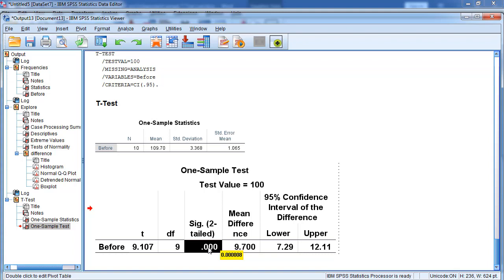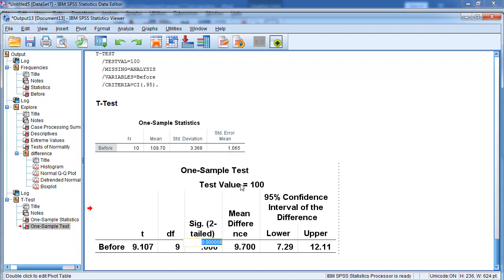What is our guide? Our guide is: if the p-value is less than 5%, as you can see here, less than 0.001, then we can reject the null hypothesis and accept the alternative hypothesis. So our p-value is almost 0, which is less than 0.01 or 0.05. We can reject the null and accept the alternative, meaning there is a significant difference between the sample mean, which is 109, and 100, the population mean or test value.